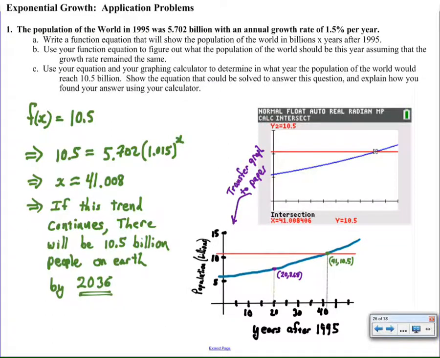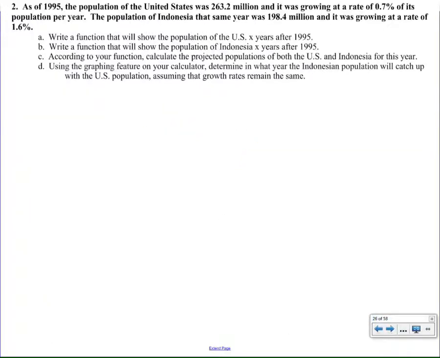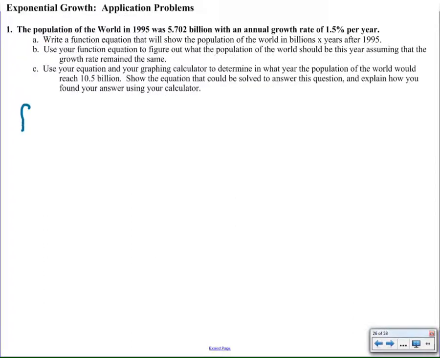Alright, to continue our journey, we're looking at the population of the United States now instead of the world versus the population of Indonesia. And 20 years ago, there were about 65 million more people in the United States than in Indonesia. However, the growth rate of Indonesia is more than double the growth rate of the United States. And so it leads to a question: when will the Indonesian population catch up to the United States population? And so we need functions for each.